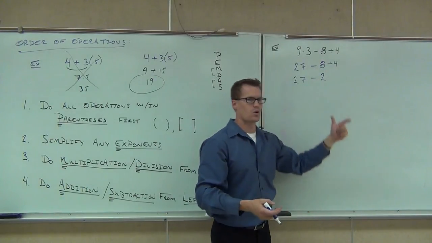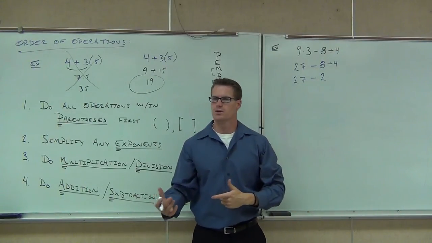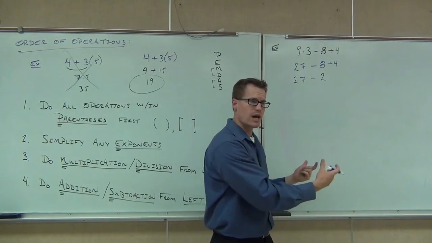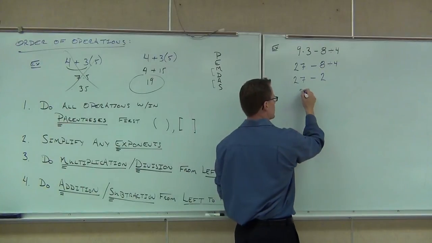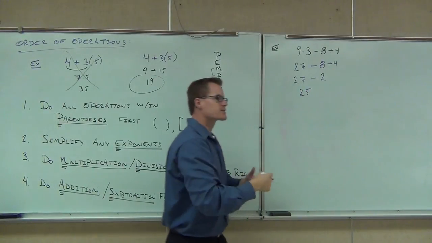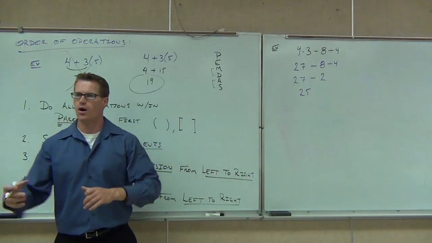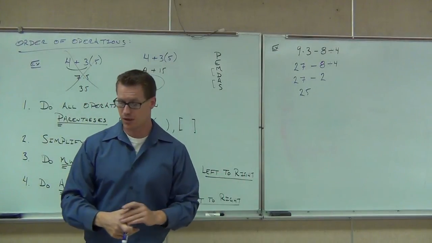Now we're down to where there's only either addition or subtraction. We can look for addition and subtraction. Of course, we have the subtraction. So we do the 27 minus 2 and get 5. That's it. And that's the correct answer. This lets us do some of these problems and all get the same answer, and it's all the correct answer.